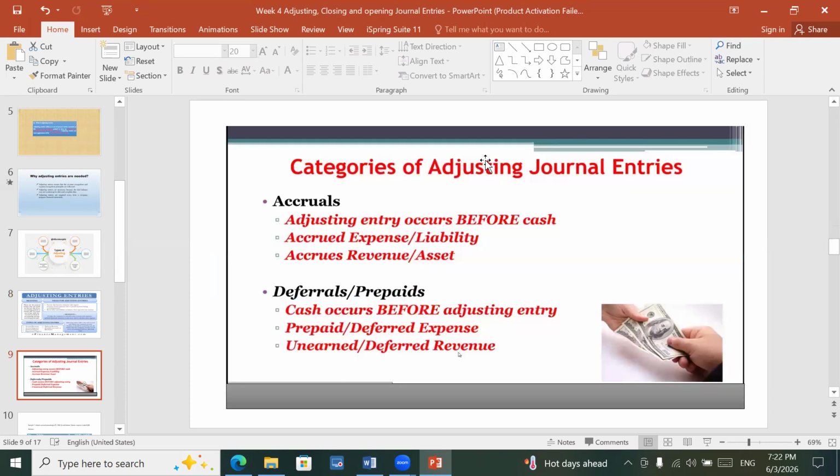Again, I clearly mention that adjusting entries occur before cash. Accrued expense is equal to liabilities. Accrued revenue will be asset. Accrued expense will be liabilities. Accrued revenue will be asset. Again, deferred, prepaid, or advance are the same. Prepaid or deferred expense will be asset. Unearned or deferred revenue will be liabilities. This is the criteria.